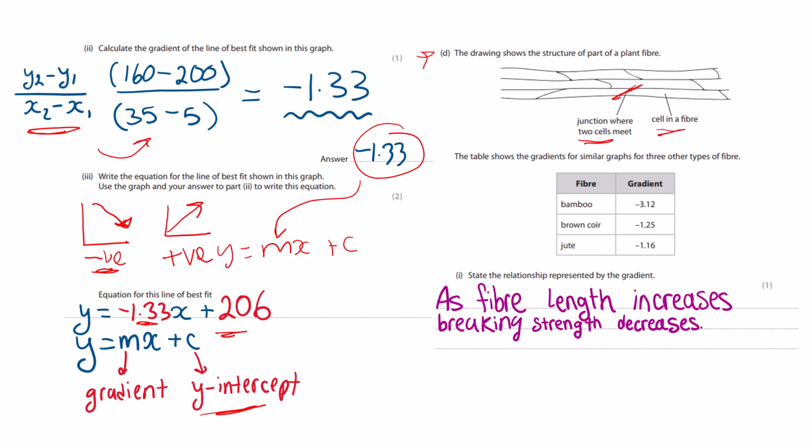Okay, the table shows the gradients for similar graphs for three other types of fibers. We have bamboo, which is minus 3.12, brown coir, which is minus 1.25, and jute, which is minus 1.16. So state the relationship represented by the gradient. Okay, so this is all negative. So there's a negative correlation. Okay, so as the fiber length increases, the breaking strength decreases. This question is related to the graph that we saw previously.